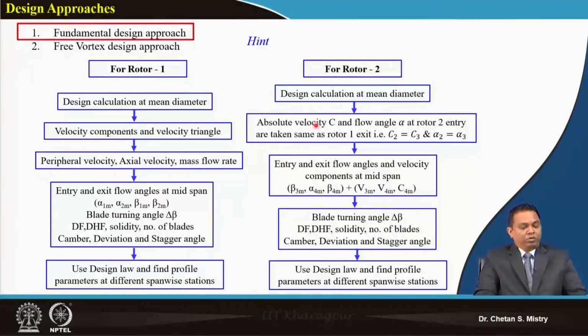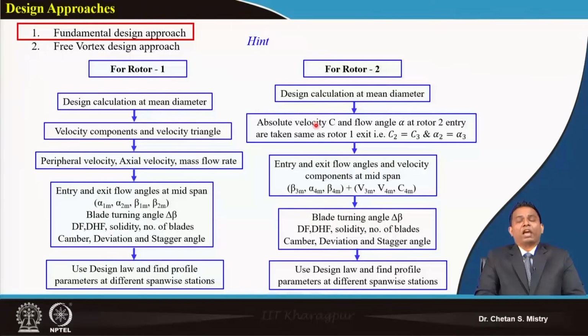Now, in order to have this kind of configuration, very first we will be discussing the fundamental concept. So, let us have a hint of what we can do for our design purpose. Here, for rotor 1, when we start our design, we will have the mean diameter. We need to calculate our mean diameter. Then, based on this mean diameter, we will do our calculation for different velocities, and velocity triangles we will be developing at the mid station. Then we will be checking the peripheral speed, axial speed, and mass flow rate.